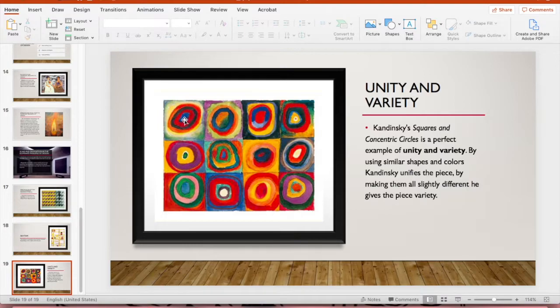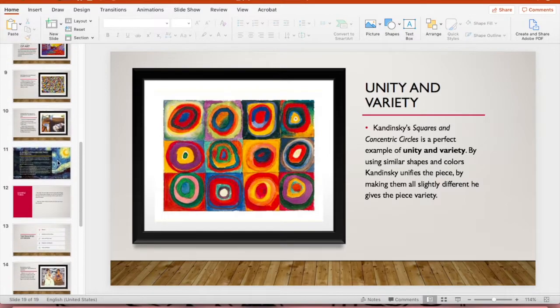So here we have unity created by these repeating circles and by the repeating squares, but every circle is kind of a different shape, and there are different colors at play throughout this. They're not all the same color, they're not all the same shape, even though they're circles. Some are kind of smushed and some are kind of different. So that's how you get unity and variety, okay?